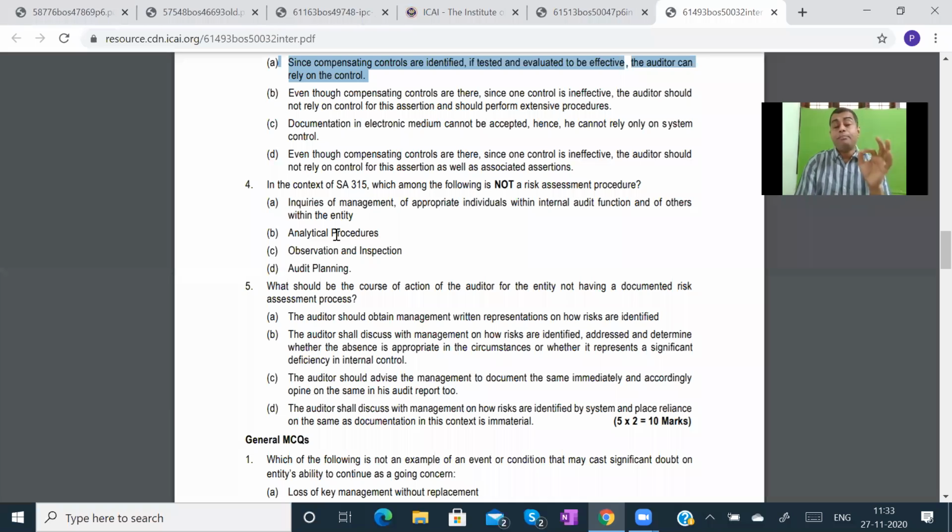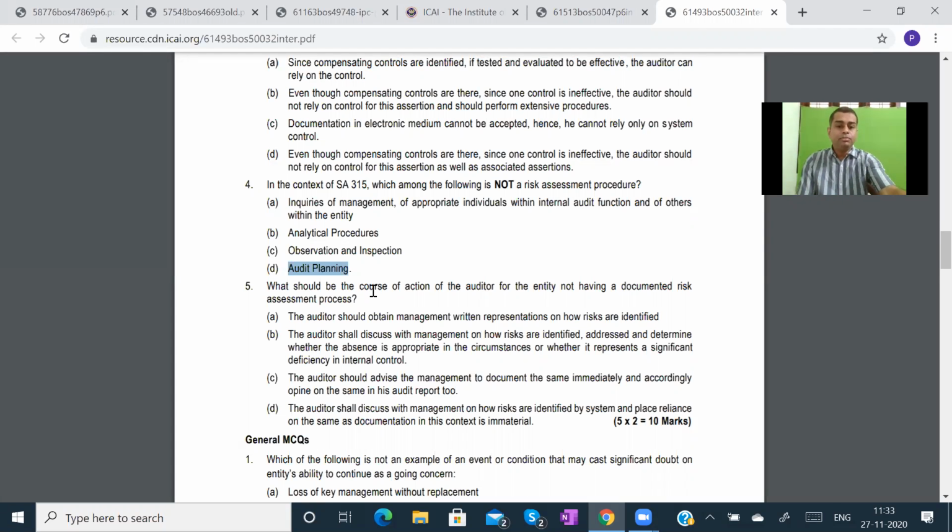Do you remember RAP, R-A-P, SA 315, RAP? I have given you an acronym also. I-A-O-I. What is that? Inquiry, analytical procedures, observation, inspection. Audit planning is the odd man out. It is not a part of risk assessment procedure, no? Audit planning is not a part of risk assessment procedure. So the correct answer is D. 4D is the correct answer.